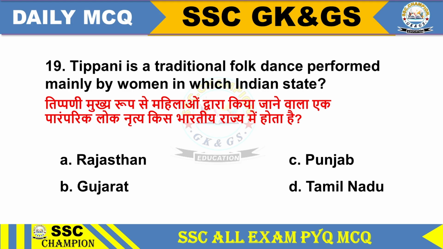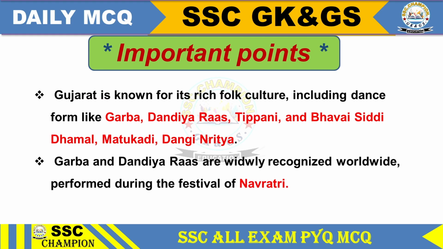Question 19. Tippani is a traditional folk dance performed mainly by women in which Indian state? Option A: Rajasthan, option B: Gujarat, option C: Punjab, option D: Tamil Nadu. Right answer: Gujarat. Important points. Gujarat is known for its rich folk culture, including dance forms like Garba, Dandiya Ras, Tippani, Bhavai, Siddhi Dhamal, Mutukadi and Dangi Nritya. Garba and Dandiya Ras are widely recognized worldwide, performed during the festival of Navaratri.